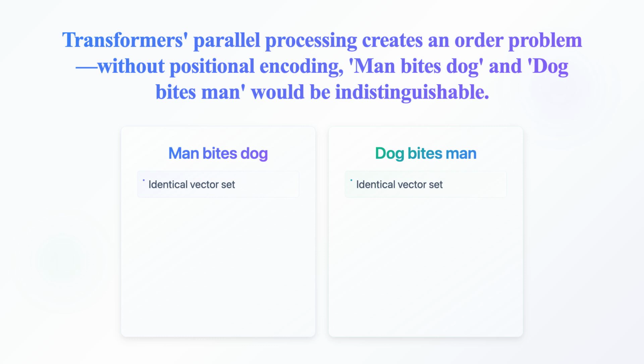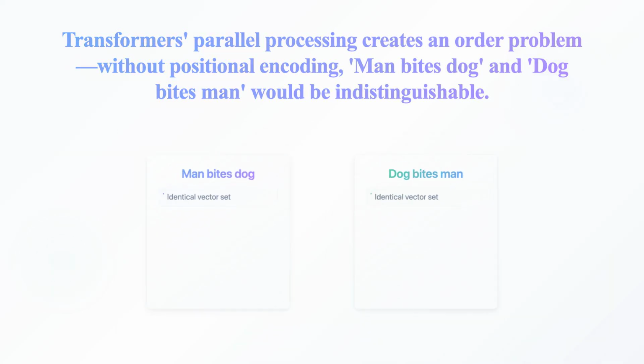This is the order problem, and it's not just academic. Word order carries critical meaning in most languages. Not good means something very different from good not. For data scientists working with transformers, understanding this limitation is crucial because it explains why positional encoding isn't optional. It's absolutely essential. Without it, even the most sophisticated attention mechanisms would fail to capture the sequential nature of language that humans take for granted.